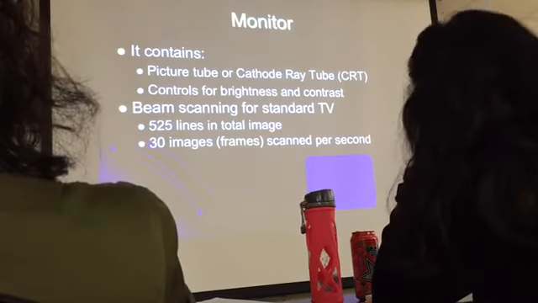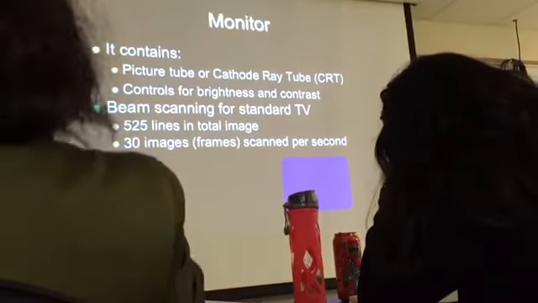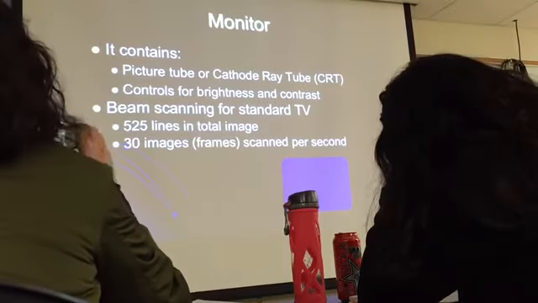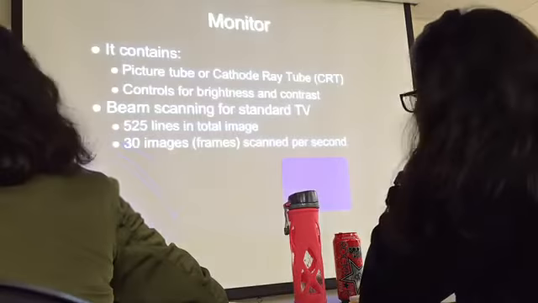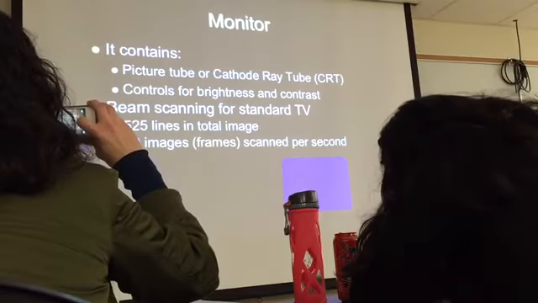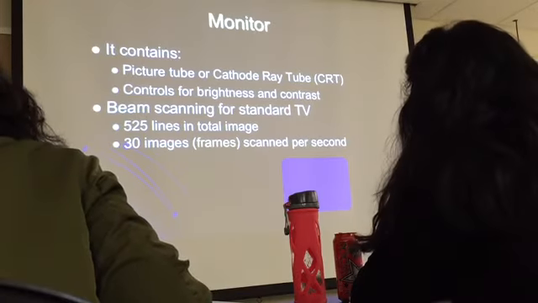Okay, this is important. It has a total of 525 lines. Lines of what? The screen. When you look at it, you have a screen, and then you have 525 lines like this. And so the gun is going to scan 525 lines in a raster mode. So when it's going like that, it can show you 30 images, 30 frames scanned per second.